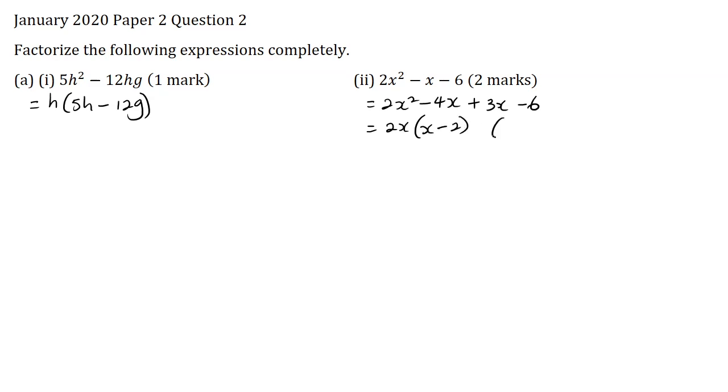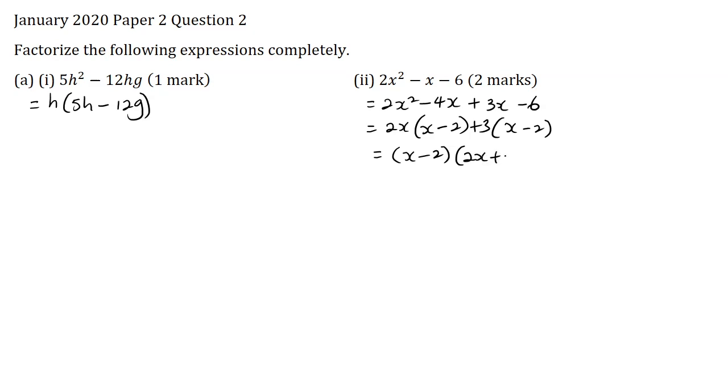I'm going to repeat the brackets here. x minus 2. Positive 3x divided by x here is positive 3. 3 multiplied by minus 2 is minus 6. Factorizing all the brackets here, we have x minus 2, and putting the remaining terms in the bracket here, we have 2x plus 3.